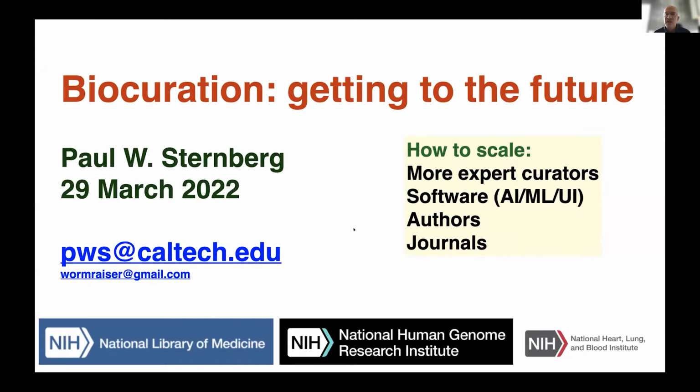But overall, what I'm going to try to argue is that the way we scale is, well, certainly more expert curators will help. Software is really important, as we've been hearing, and this includes artificial intelligence in various guises, and also user interfaces, I think, are really important. It's been touched on this morning. But I also want to stress making better use of authors and journals, and how we might envision that happening to really bring all these together in a useful way.